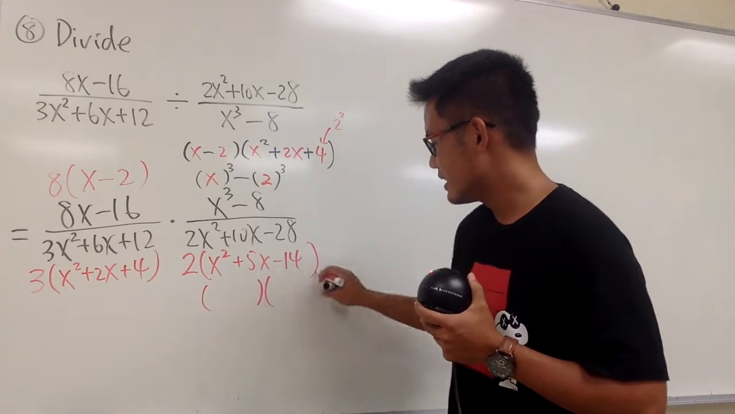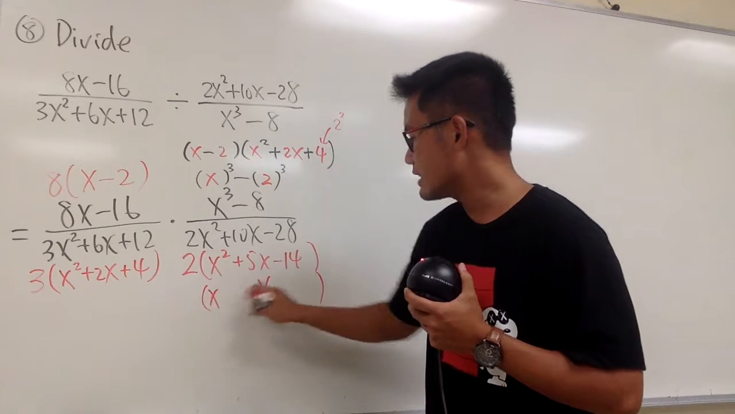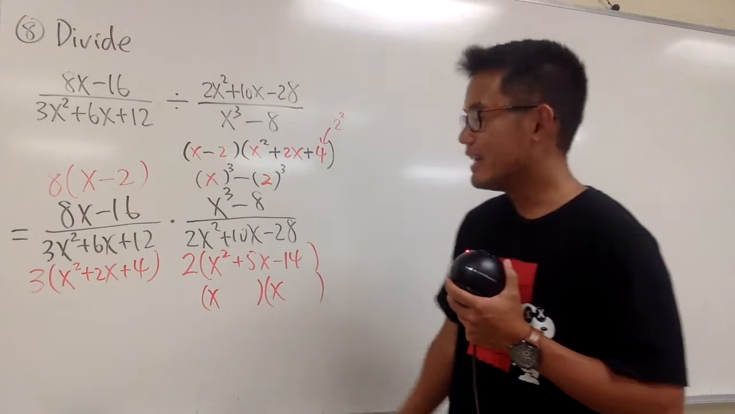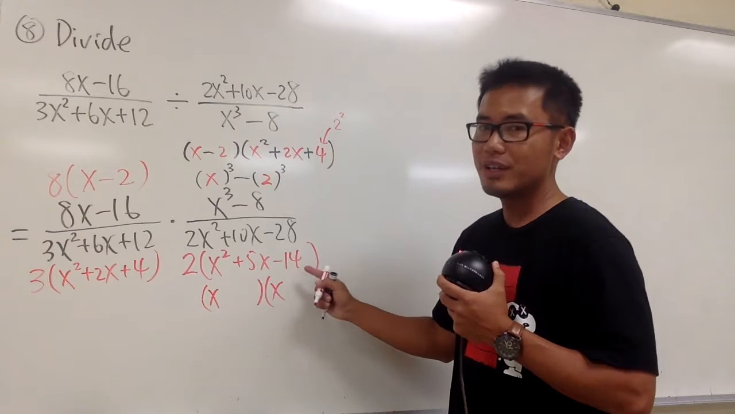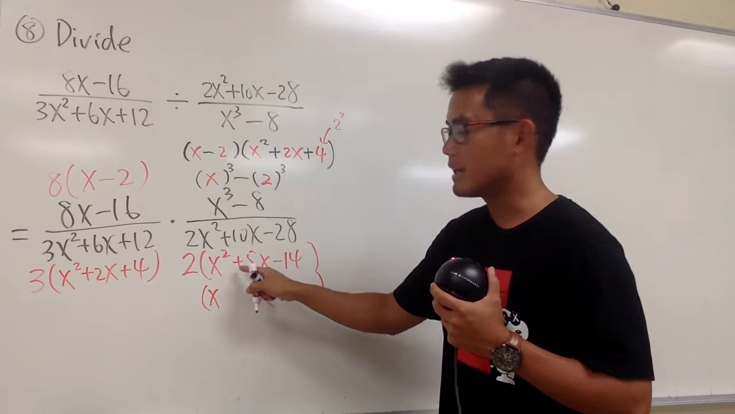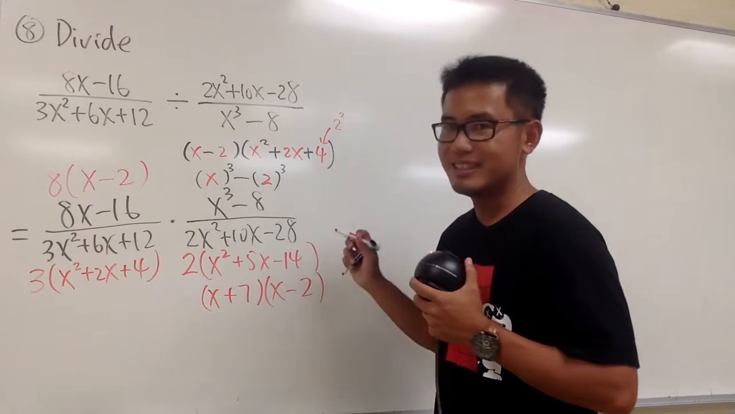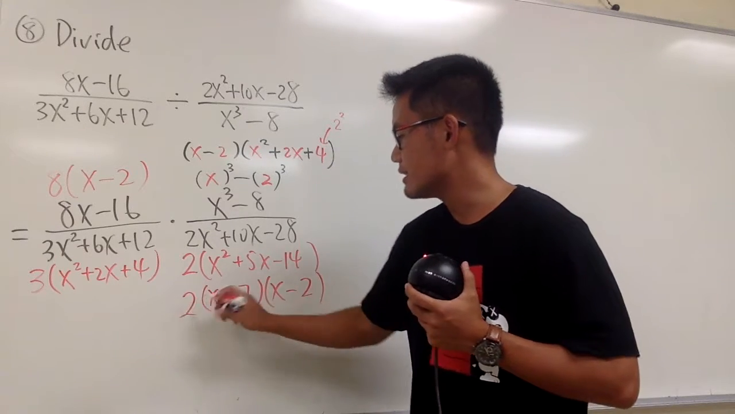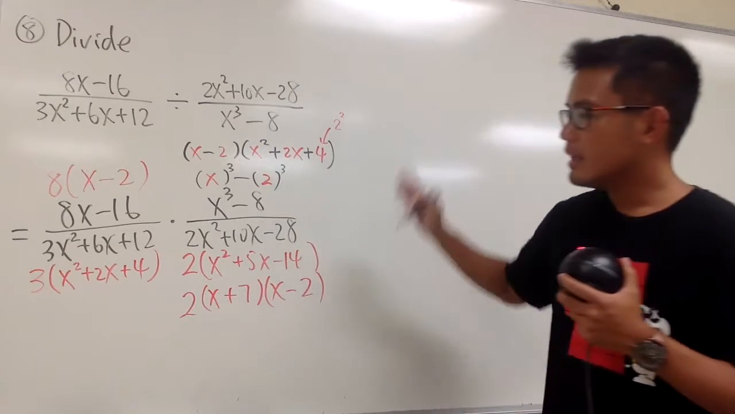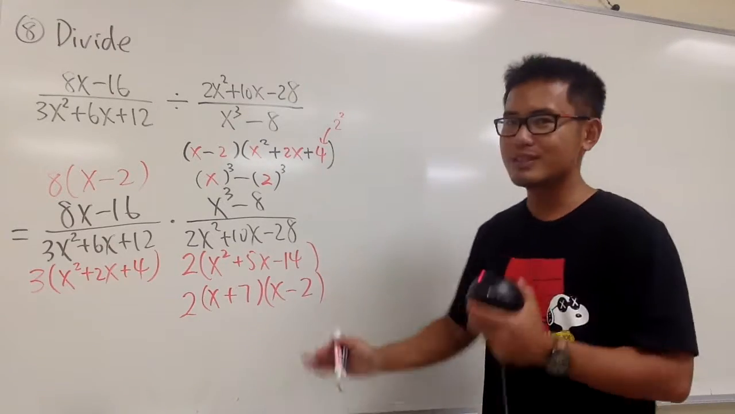Let's see. We have x times x. That will give us x squared. And what times what will give me negative 14, and together they will add up to be positive 5? Well, plus 7 minus 2, isn't it? Right? And of course, let's not forget about the 2. Let's bring it down. So this is the factoring for all of this.